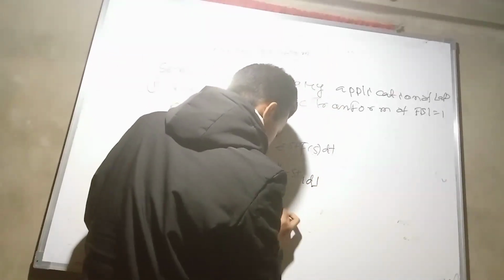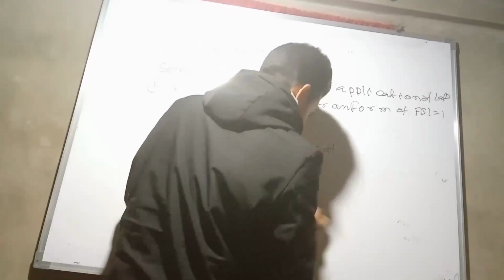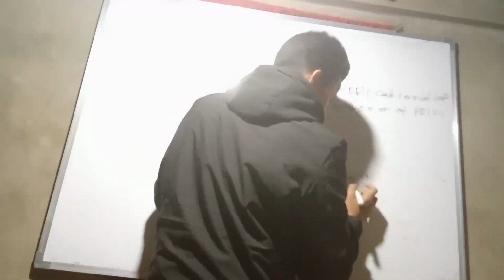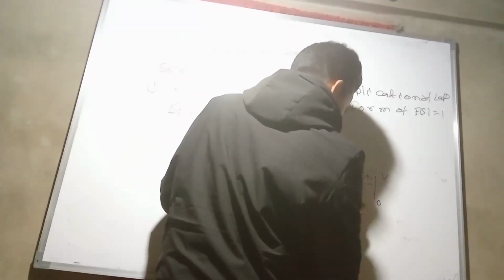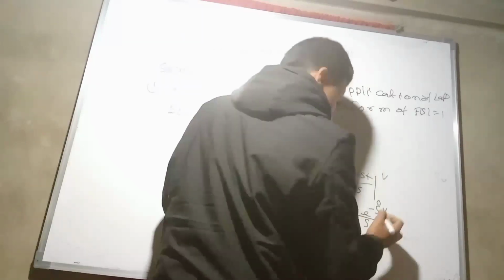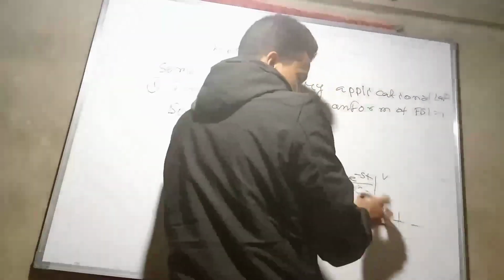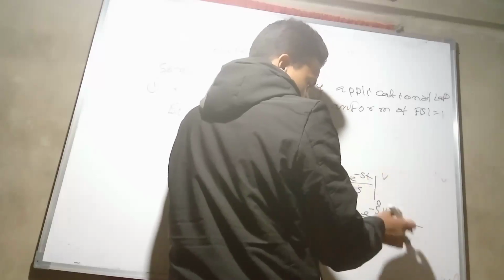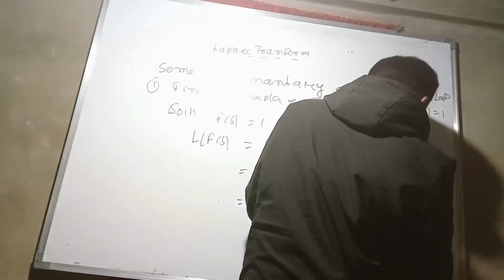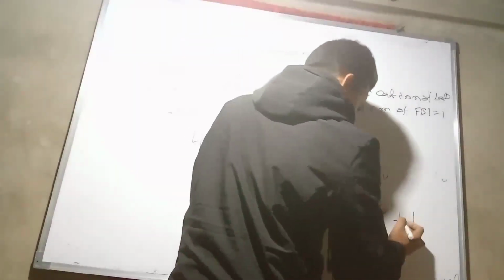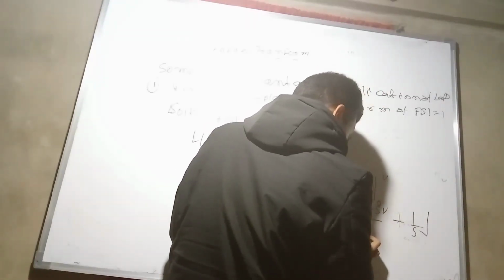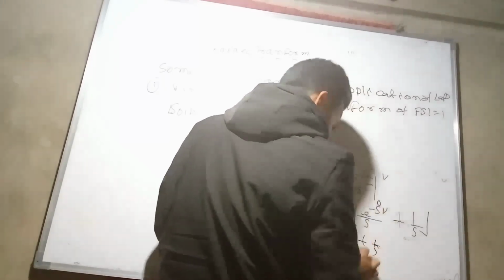From this integration, s is the constant, so we get e to the power minus st upon minus s. There will be a plus, because of the limit it will be minus, and because of the minus it will be plus, so there will be 1 by s. When we put the value t equal to 0, that will be 1. Taking the limit b tends to infinity, e to the power minus s infinity is 0, so there will be nothing left.